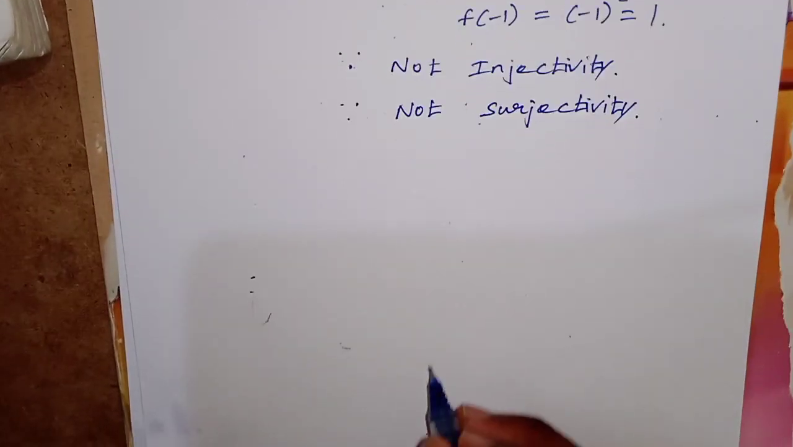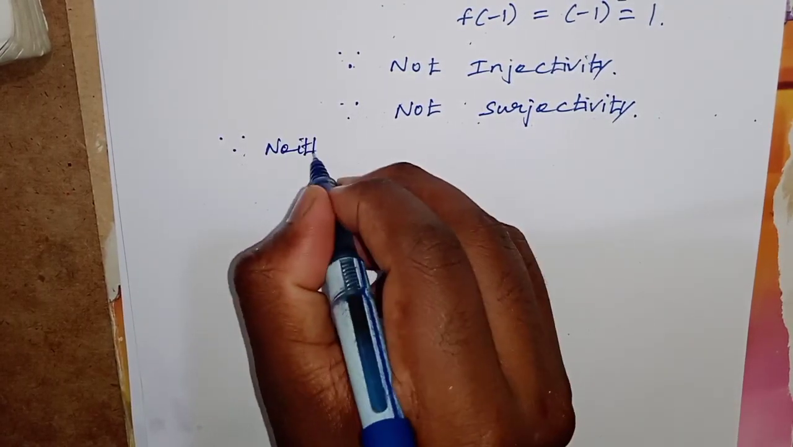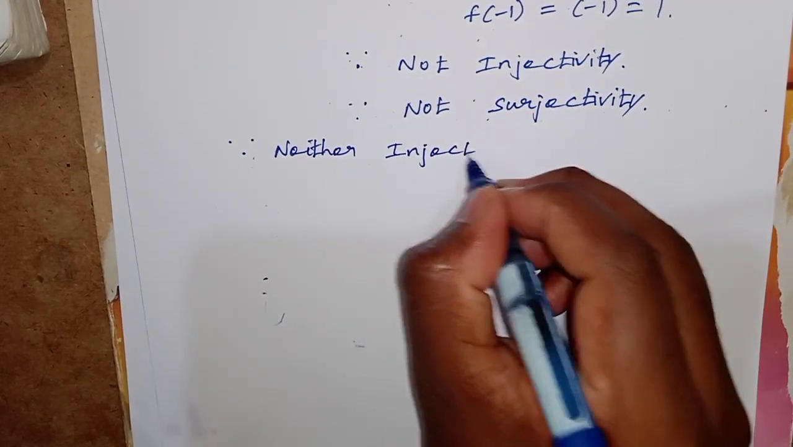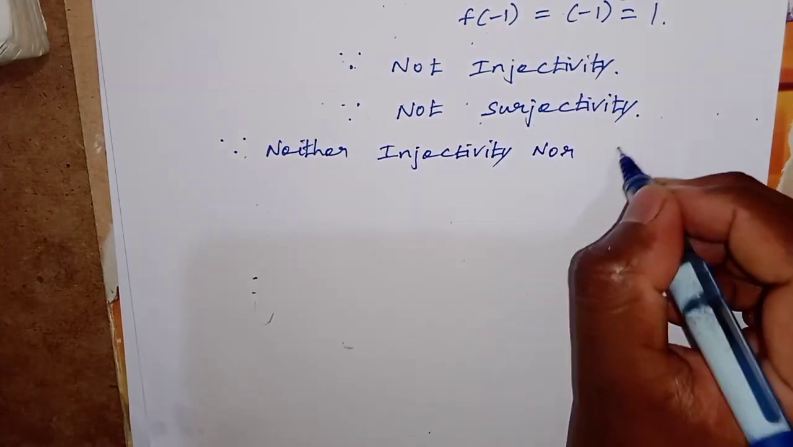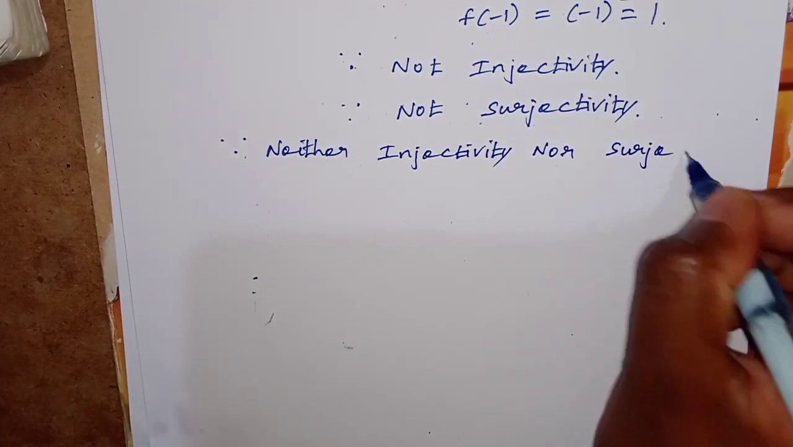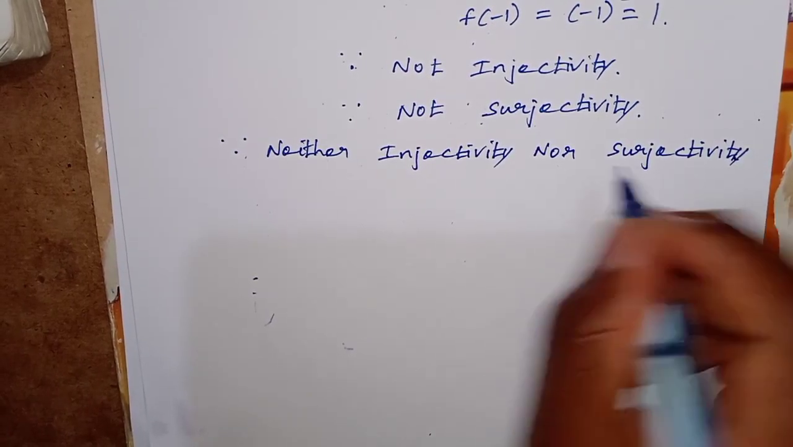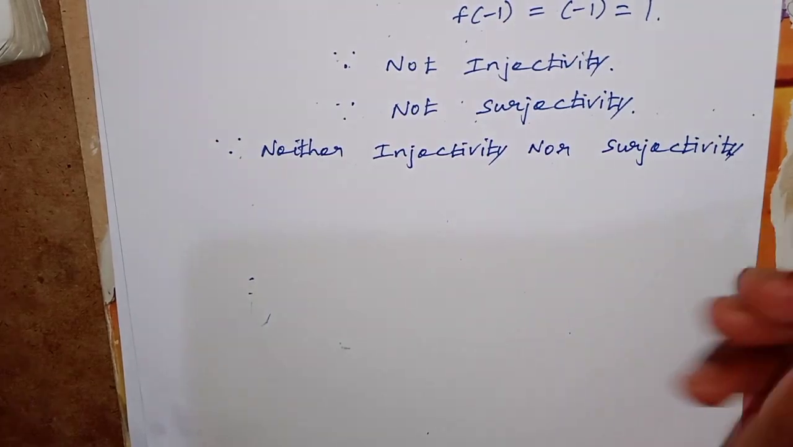Okay, therefore you should write neither injectivity nor surjectivity. If both the conditions are not satisfied, therefore you should write like this. Okay, neither injective nor surjective.